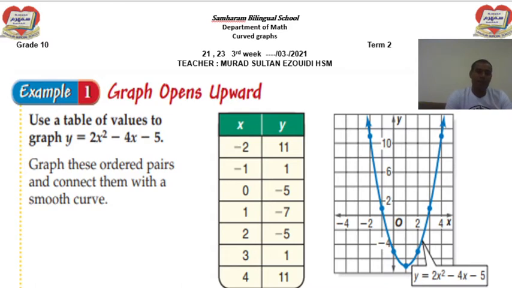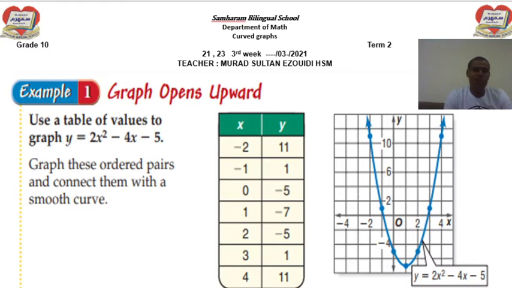The next example: here we consider the standard form y equals ax squared plus bx plus c. Note that the value of a in example number 1 is positive and the curve opens upwards. That's why it's a valley, or let's say it has a minimum point. So the lowest point or minimum point of the graph is located at 1, negative 7, and we call it the vertex or the turning point. Now we move to the second case, when a is negative. Okay, when a is negative, the graph opens down, or the graph looks like a hill.